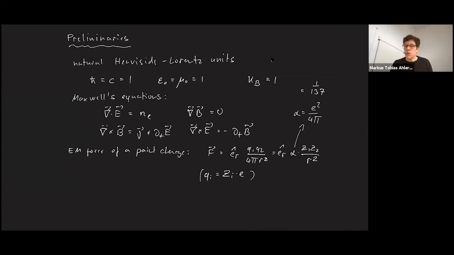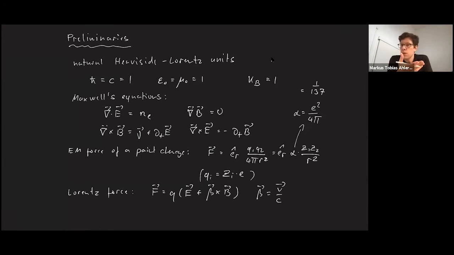With these conventions of Heaviside-Lorentz units, we can also write down the Lorentz force for a charged particle. The force is given by the charge of the particle times the electric field plus beta cross the magnetic field. Beta is defined as the velocity over the speed of light, but since the speed of light is equal to 1 in natural units, it doesn't really matter if we are talking about velocity or normalized velocity. You can also use the notation where you just use the velocity v instead of beta, which is normalized to the speed of light.